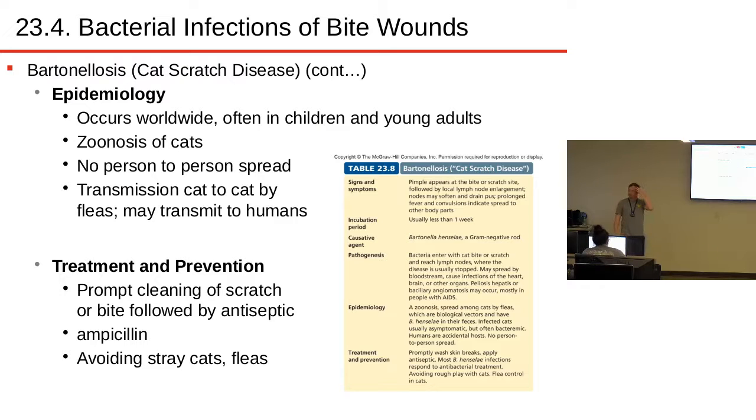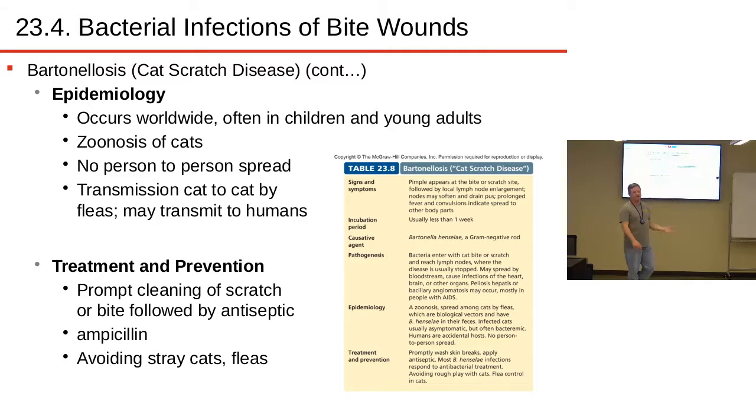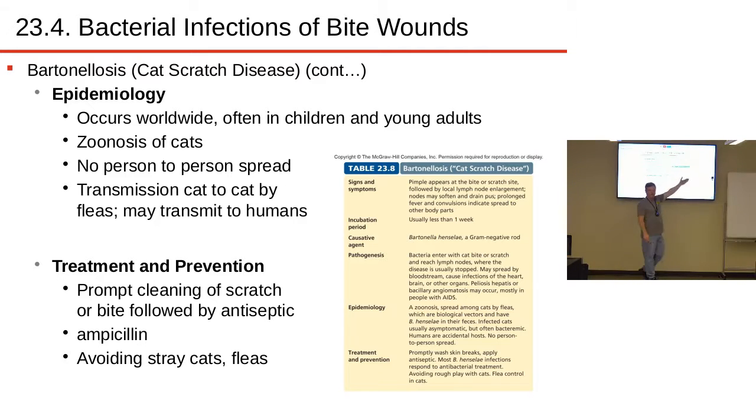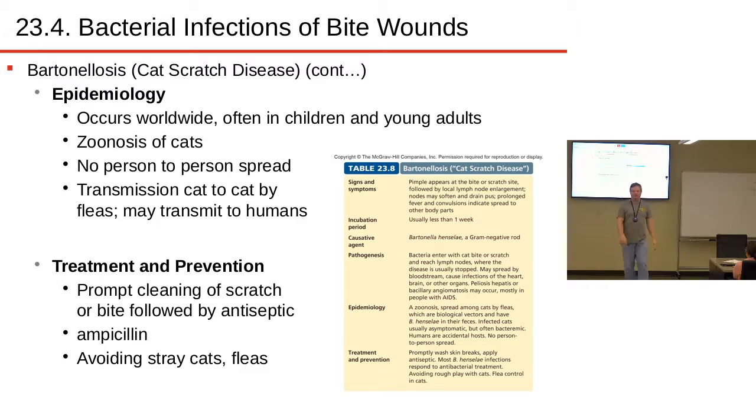So it occurs worldwide. We see it everywhere, often in children and young adults, mainly in children, because they roughhouse with animals. And so the animal is more likely to bite or scratch a child. Zoonotic, of cats. Remember, zoonosis means it's a disease that's found in more than just humans, found in animals.